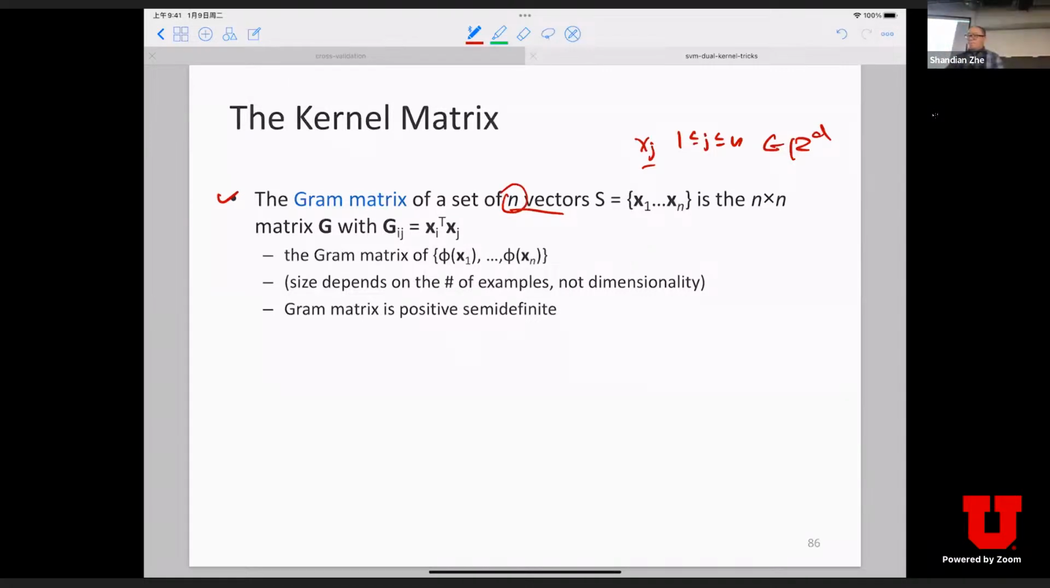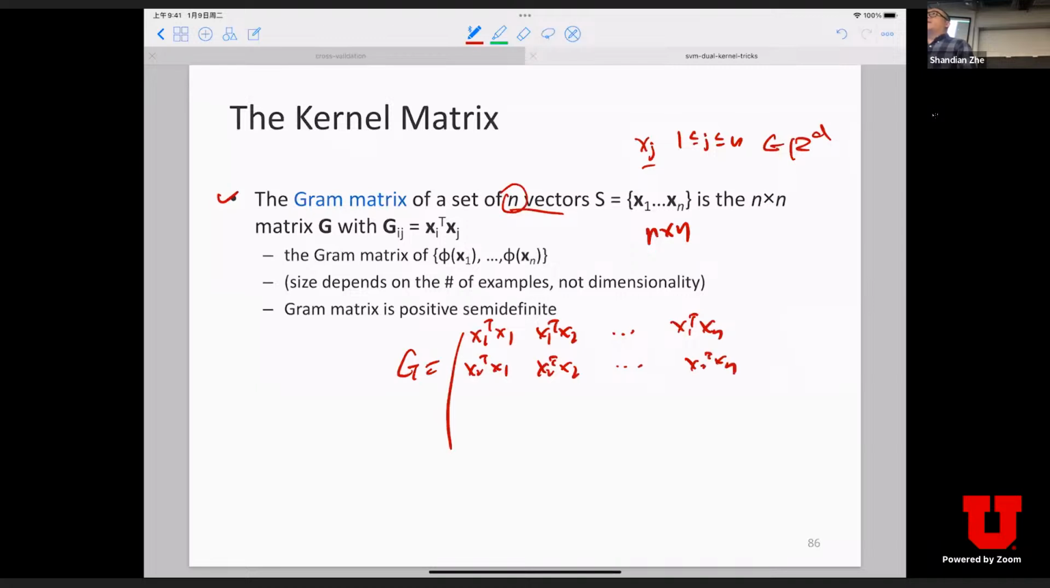Then I can compute a Gram matrix, which is of size n by n. How can I compute that? I just do the pairwise dot products between those vectors. So G will be x1 transpose x1, x1 transpose x2, up to x1 transpose xn, and similarly x2 transpose x1, x2 transpose x2, x2 transpose xn. Until the last row, which will be xn transpose x1, xn transpose x2, xn transpose xn. It's an n by n matrix.